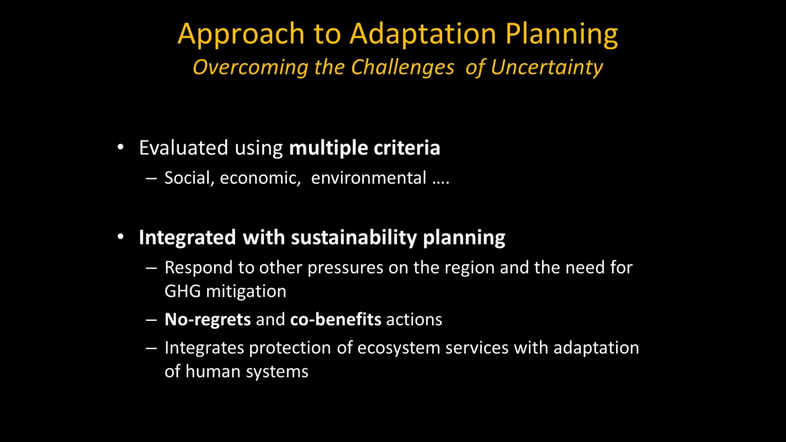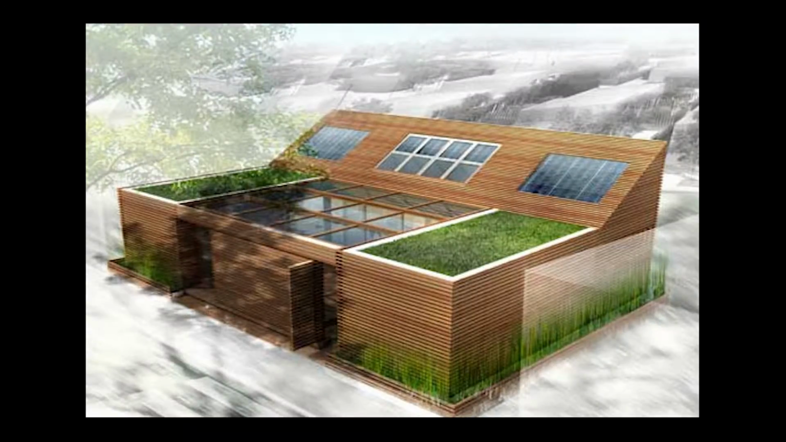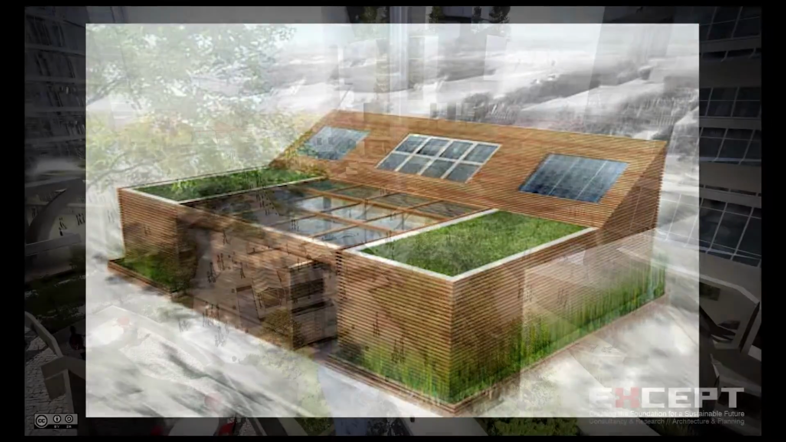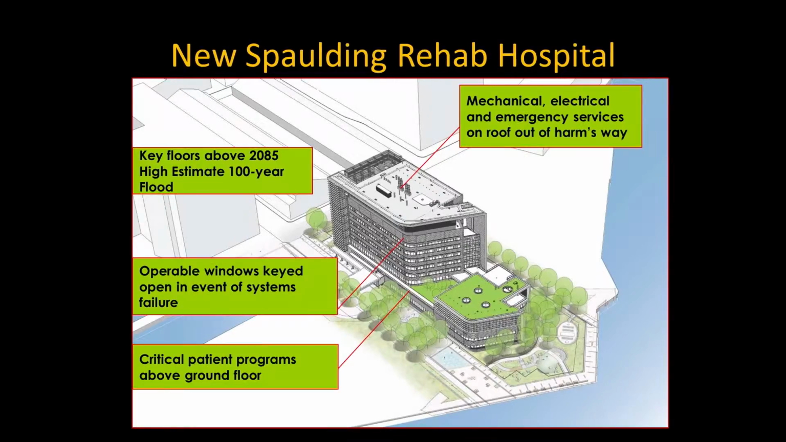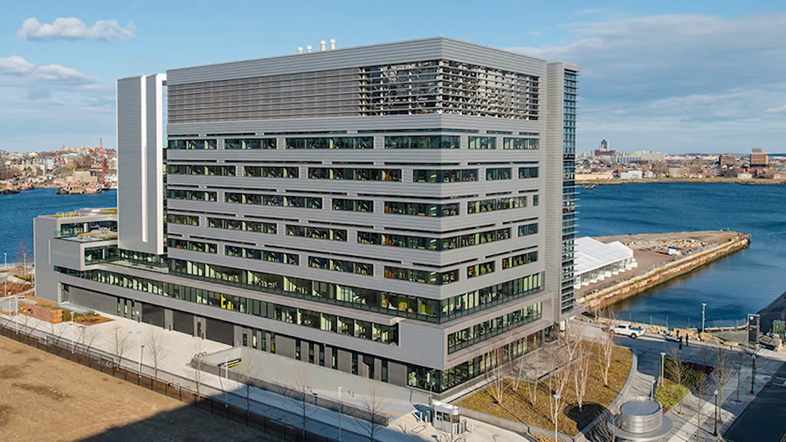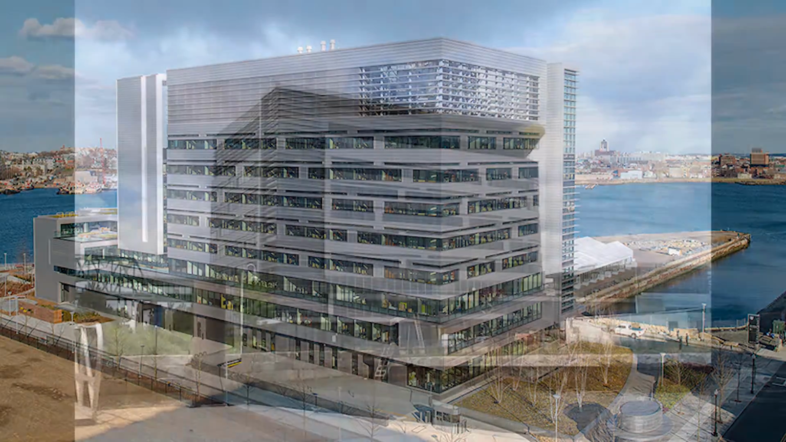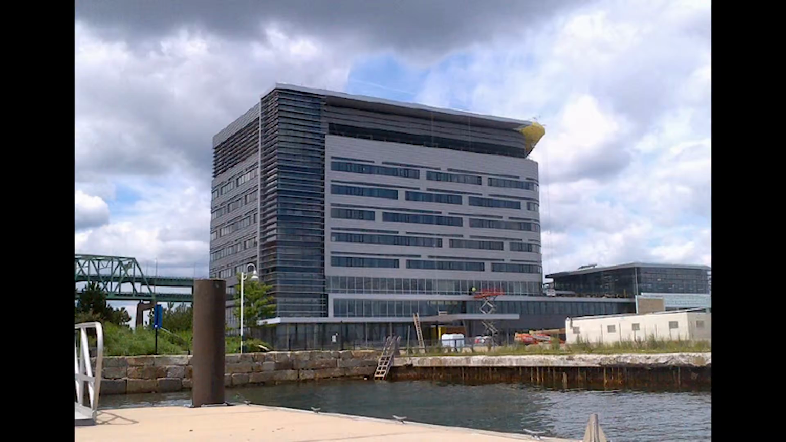The other piece is to integrate adaptation with sustainability planning. While you're adapting, why not do a little mitigation at the same time? Consider involving things like green roofs and consider other strategies and activities that you can build into adaptation planning. The new Spaulding Rehabilitation Hospital in Charleston is a great example of these types of integrative adaptation strategies. When the hospital committed to building on the water in Charleston, they acknowledged the problem of sea level rise right up front during the planning process.